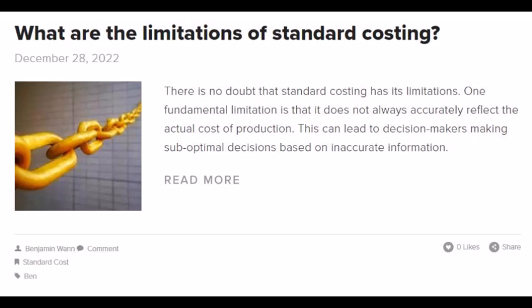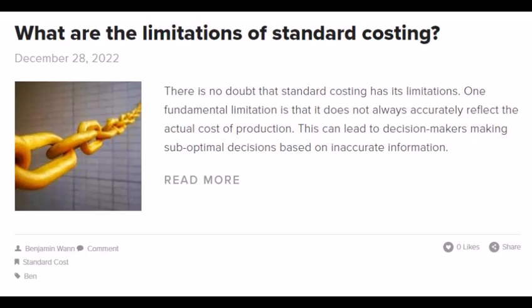One fundamental limitation is that it does not always accurately reflect the actual cost of production. This can lead to decision makers making suboptimal decisions based on inaccurate information. Another limitation of standard costing is that it can be pretty inflexible. This rigidity can make it challenging to adapt to changing circumstances, making it less effective in dynamic environments.